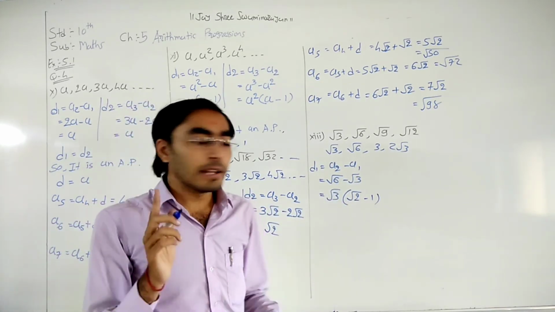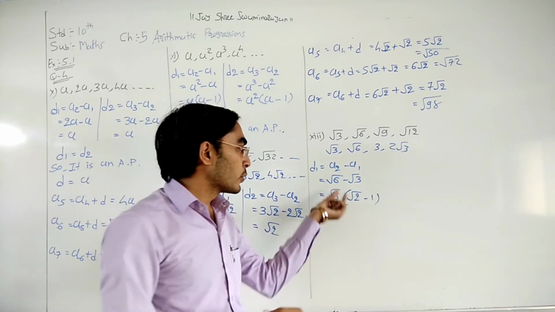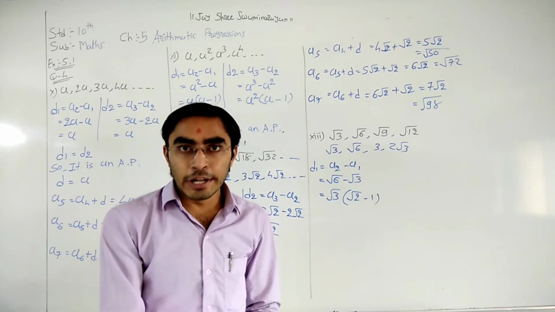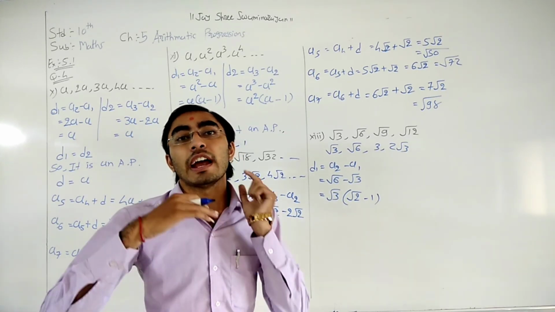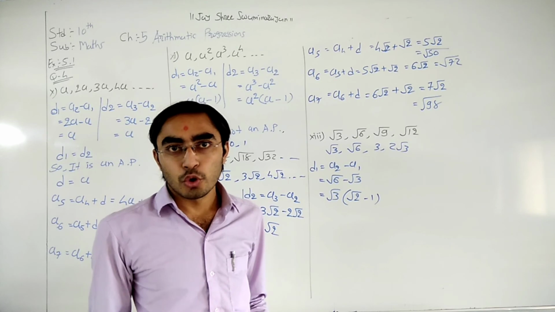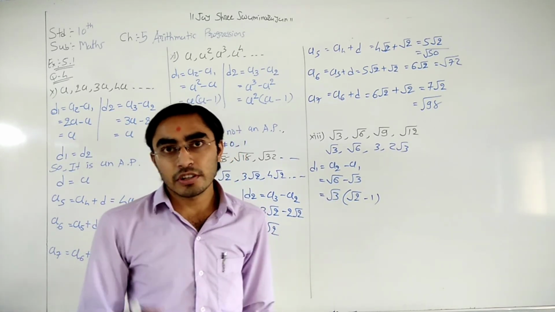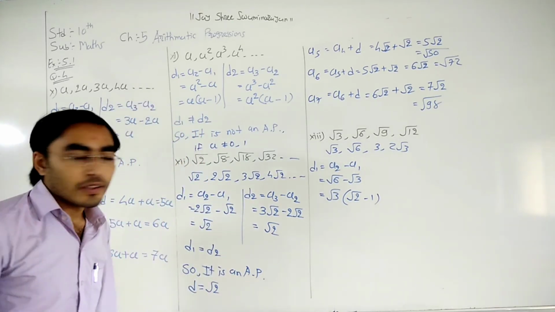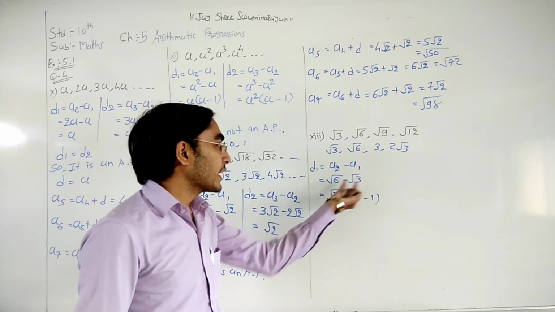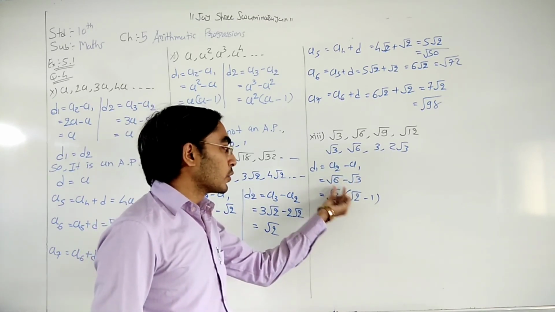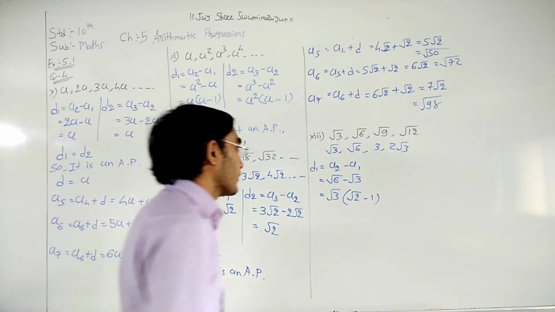One more thing. Directly we cannot write under root 6 minus under root 3. That means directly under the root we cannot subtract. We can multiply and we can divide, but we cannot add and we cannot subtract. Okay, addition and subtraction we can't do with the under root. Multiplication and division we can do. So directly we cannot write it, but we can take under root 3 as a common factor, then under root 2 minus 1 remains.